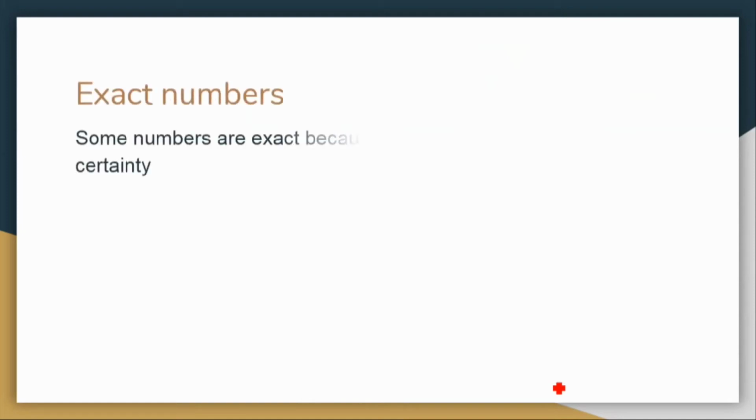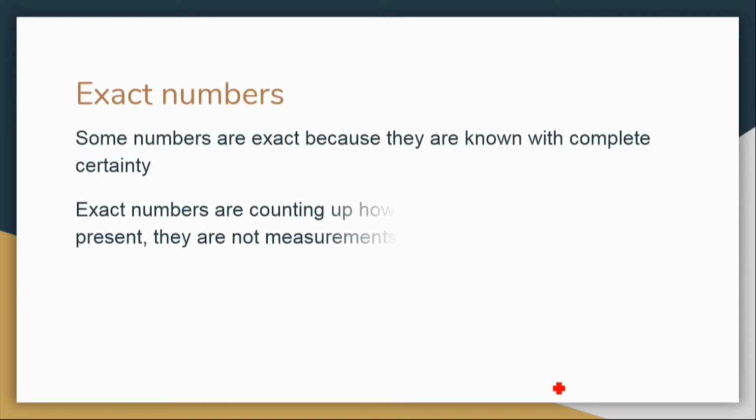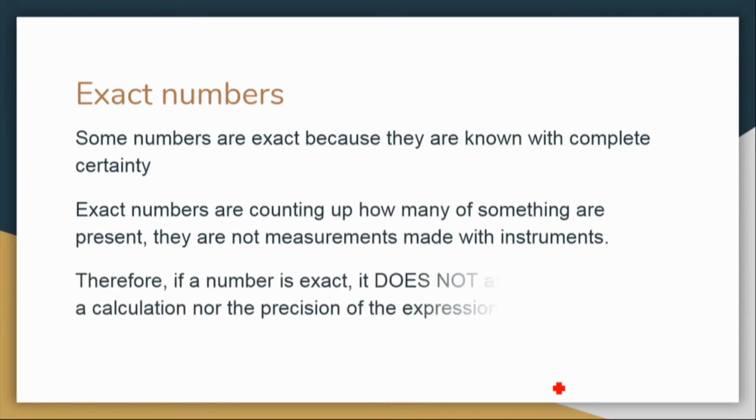Exact numbers. Some numbers are exact because they are known with complete certainty. Exact numbers are counting up how many of something are present. They are not measurements made with instruments. Therefore, if a number is exact, it does not affect the accuracy of our calculation nor the precision of the expression. For example, number of days, number of years, the number of moons, or the number of planets. They are all exact numbers.